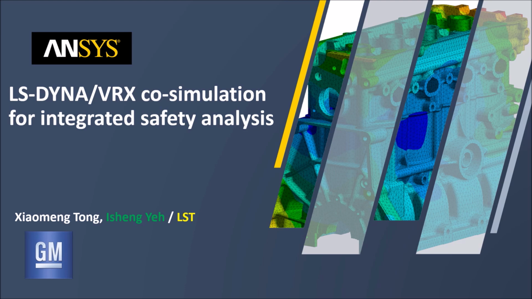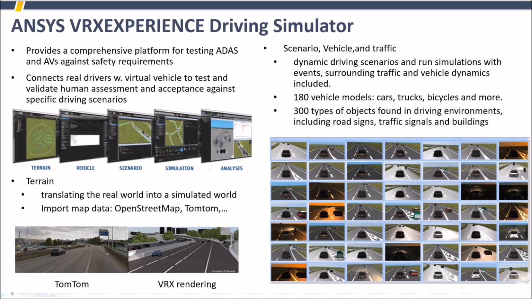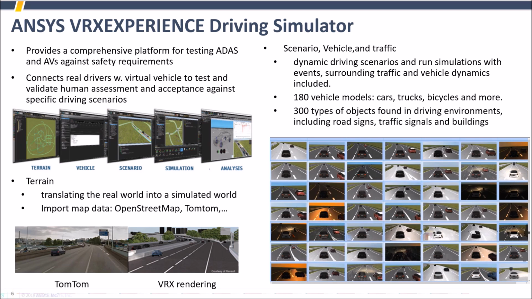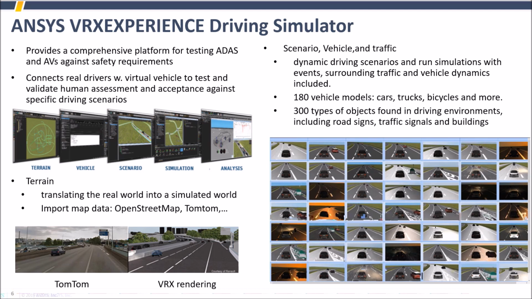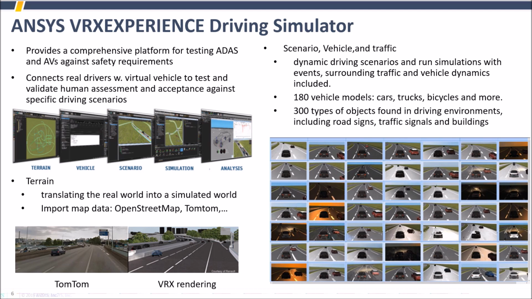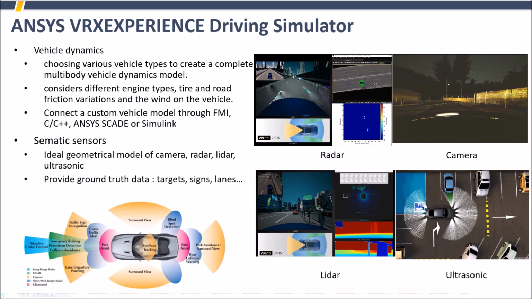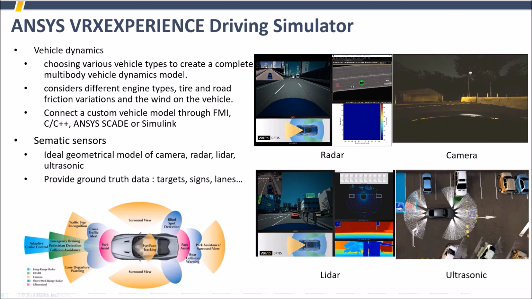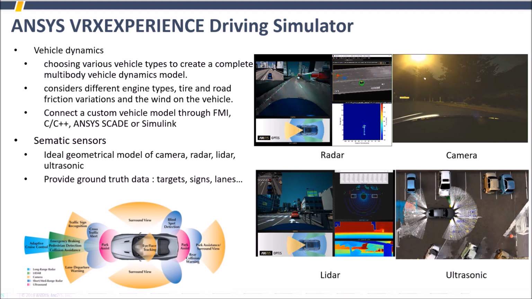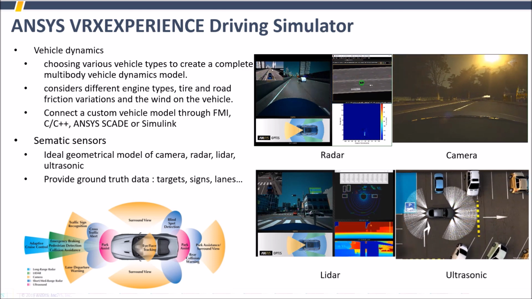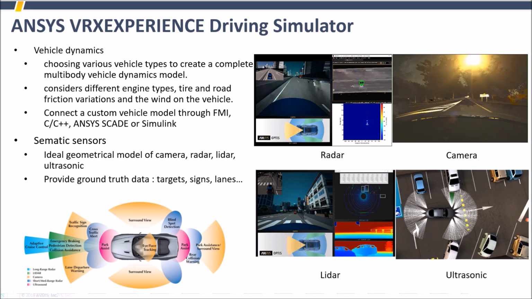The next few slides come from a collaboration between General Motors and ANSYS/LST. The last application I'm going to show is LS-DYNA connected to this driving simulator called ANSYS VRX. The simulator has a human driver with a virtual test vehicle. The driving conditions are taken from real-world recordings. VRX can be used for testing active safety systems such as collision avoidance or automatic braking based on radar, LiDAR, etc. Various vehicle types with their different dynamic characteristics can be modelled.